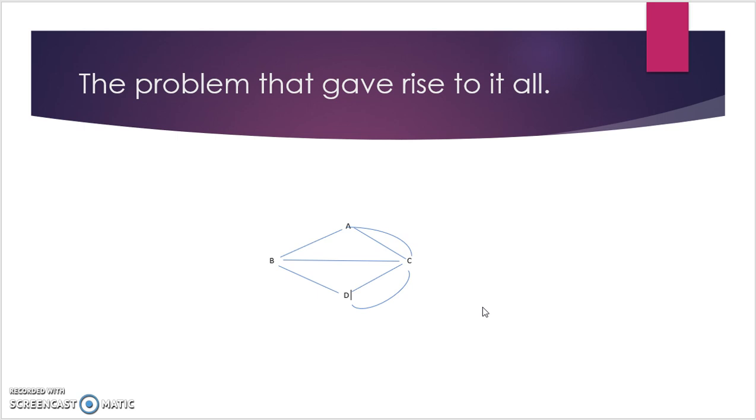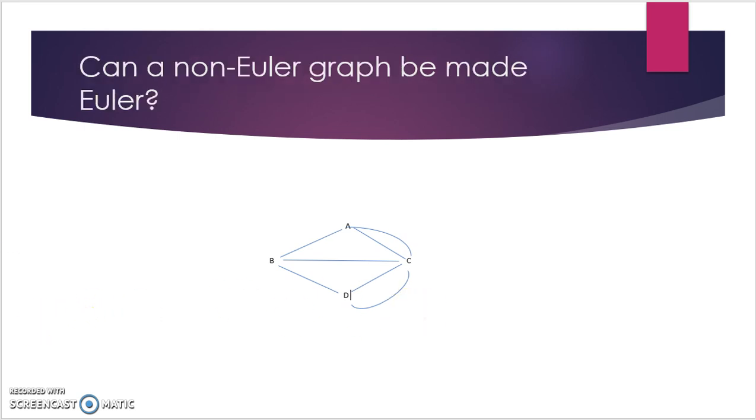They could not start at one place, walk around the city using each bridge exactly once, and end up where they started. They couldn't even end up at a different place using each bridge exactly once. Now, okay, if you have a graph that is not Euler, can it be made Euler by adding extra edges? Yes, it can be.